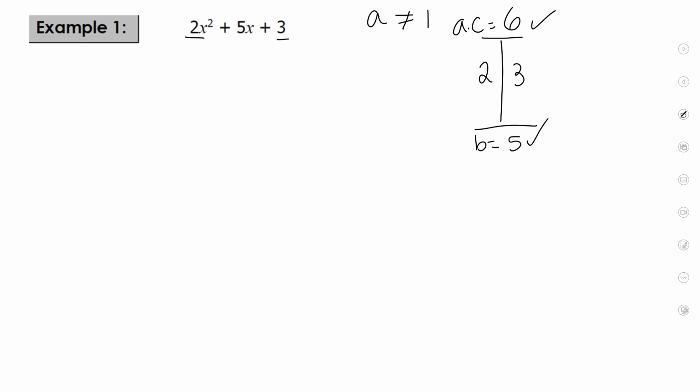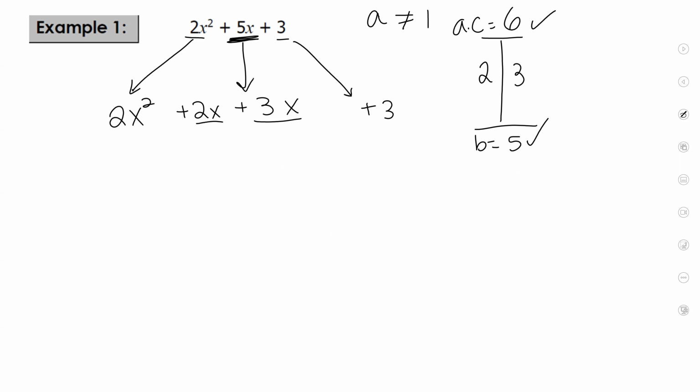So this is how we're going to set it up, guys. I'm going to write 2x squared. That's this first term. And the last term will stay the same. This middle term, I'm going to separate it into 2x plus 3x. Do you guys see how 2x plus 3x is 5x? Okay, so I'm going to write 4 different terms.